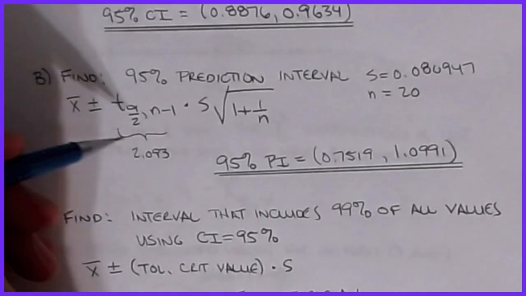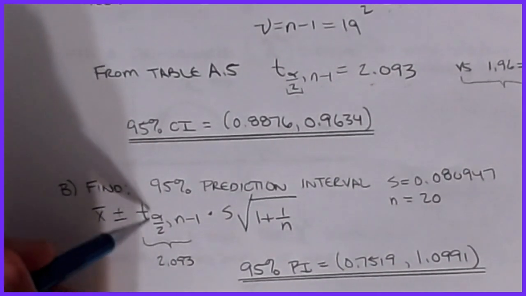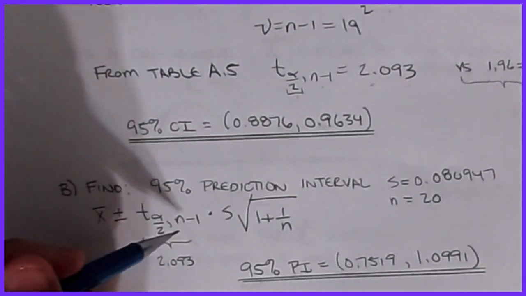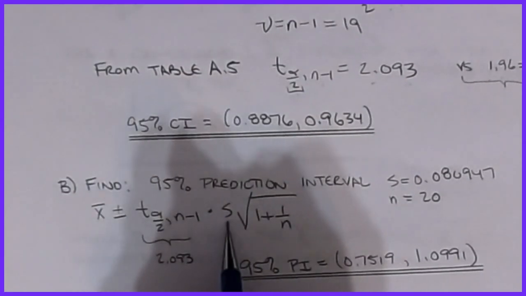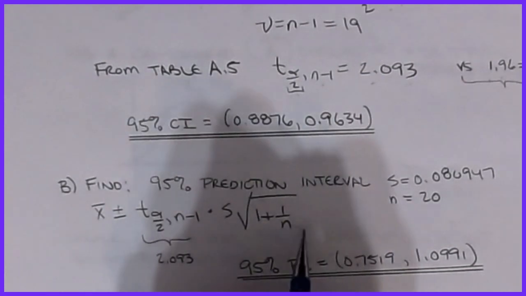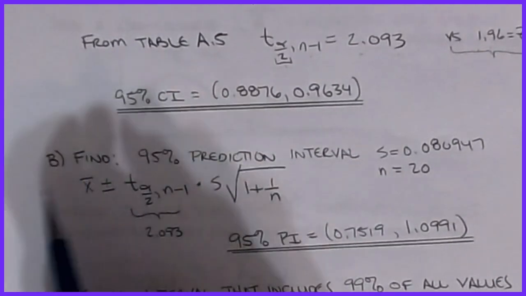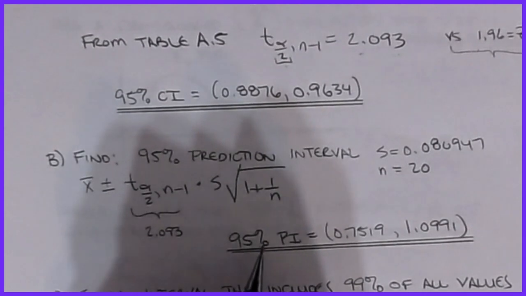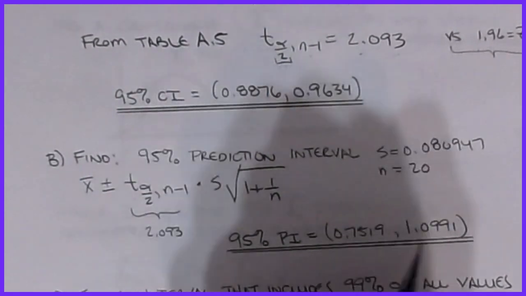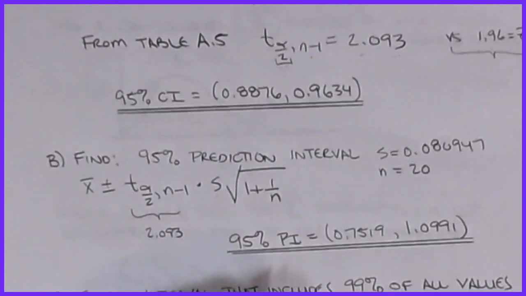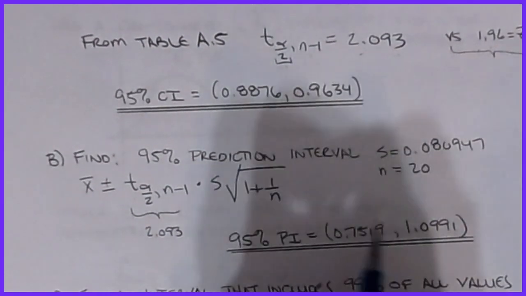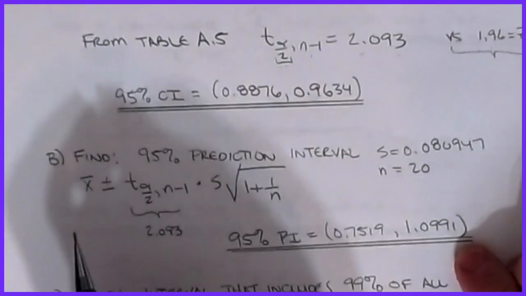Now again, you notice that the statistic itself is the same as what we just did up here. There's that 2.093 because it's t alpha over 2 and n minus 1. Again, we're looking at two-sided on this. The only thing that changes is this formula. The S is the same. It's that multiplier on the end of this thing, this square root of 1 plus 1 over N. So if I plug in all my values, your 95% prediction interval is going to be 0.7519 and 1.0991. And again, as expected, the prediction interval is wider than the confidence interval.